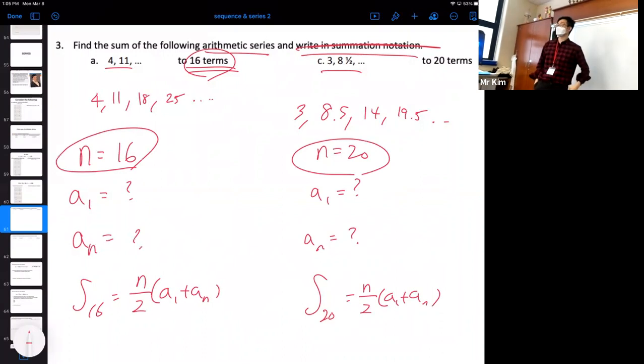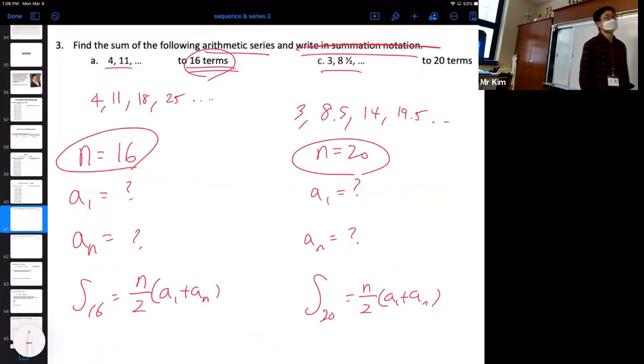Wait, so are we given a sub 1? Yep. Yeah, I was just making sure. But what about a sub n? Ooh, good question. Am I given a sub n, guys? Nope. So what are we supposed to do? Solve it by using what we know from last week. That's why sequences have to come first. We talked about this last week. Arithmetic sequence.